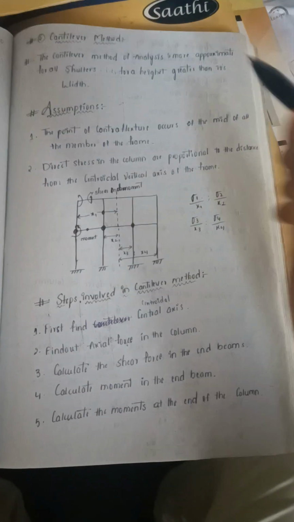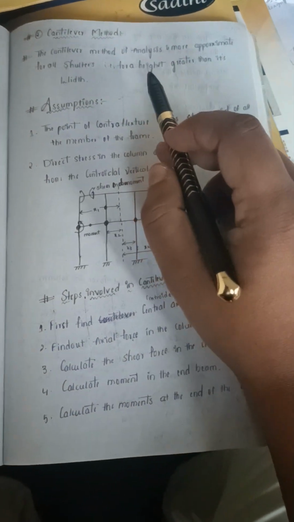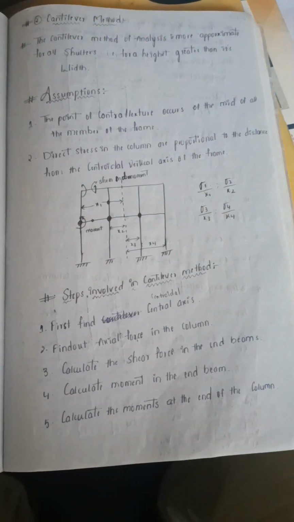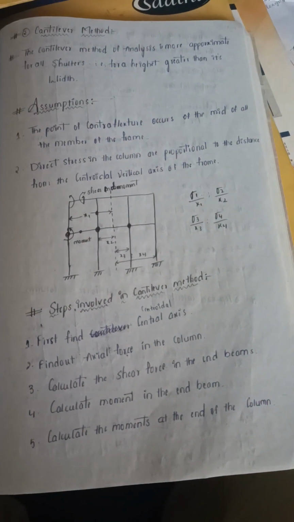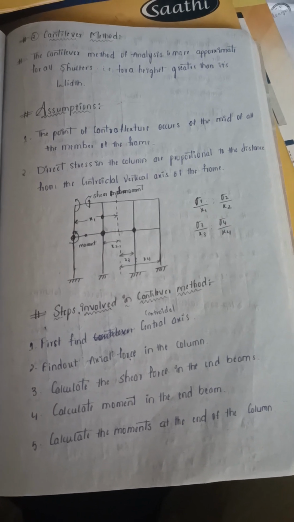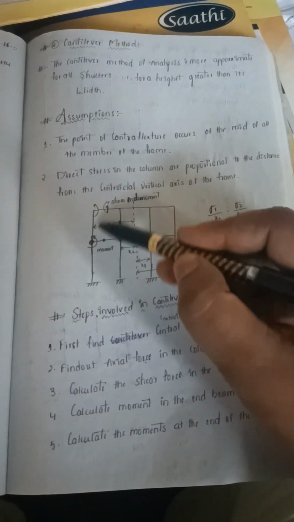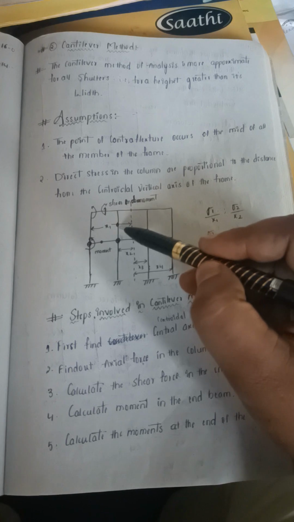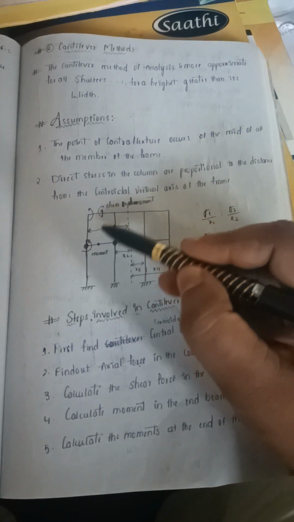In this session, we'll discuss the cantilever method of analysis of multi-story frames. The cantilever method of analysis is more approximate for tall frames, that is, for a height greater than its width. The main assumption here is that the point of contraflexure occurs at the middle of the member of the frame. That means the point of contraflexure will be at the middle of the column or beam, the midpoint of the member.